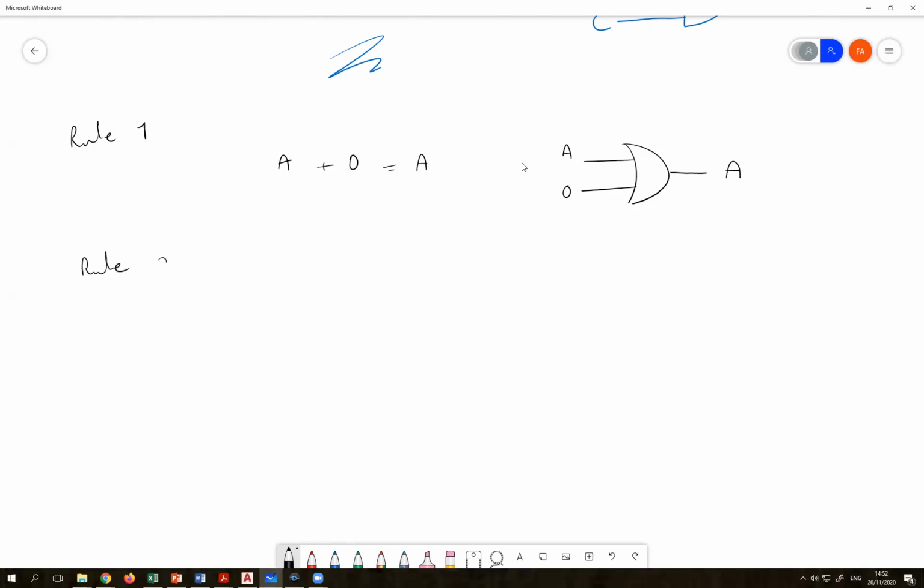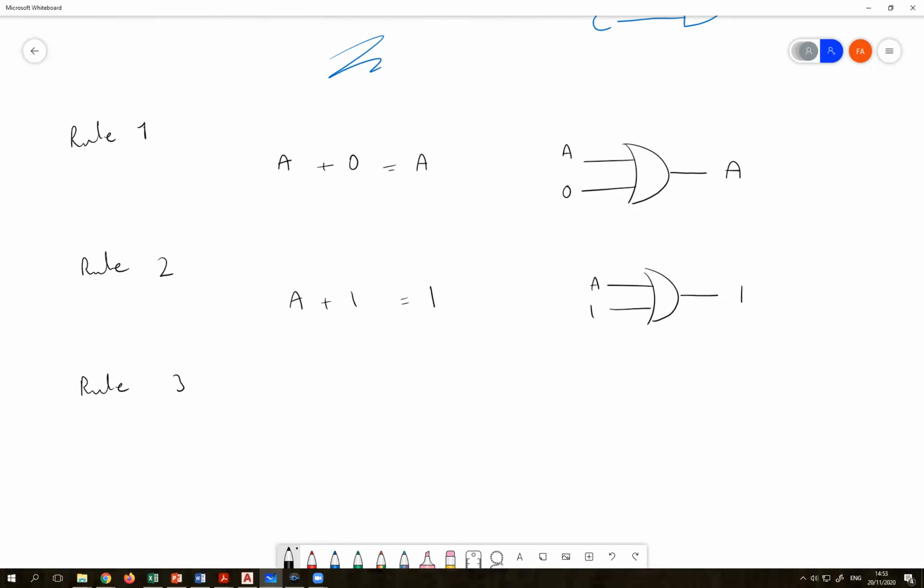Rule 2. Now, A or 1. Again, I've got an OR gate, and the constant is 1. When at least one of the inputs is 1, the output is 1. So we already have 1. It doesn't matter if A is 0, because one input is 1, the output is 1. So A or 1, B or 1, C or 1, whatever, is always 1, because we've got one high input.